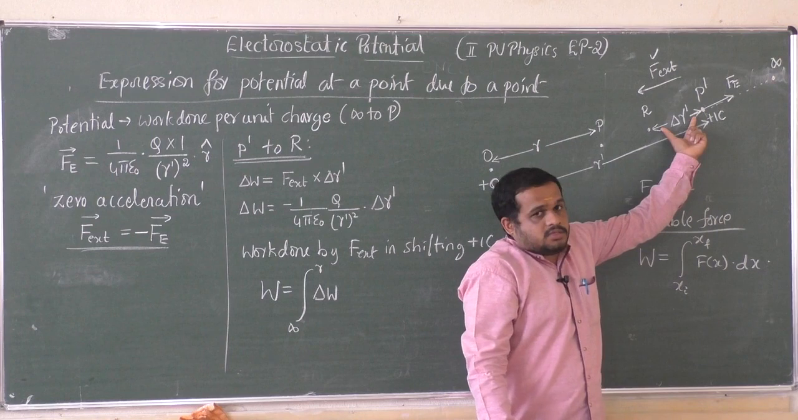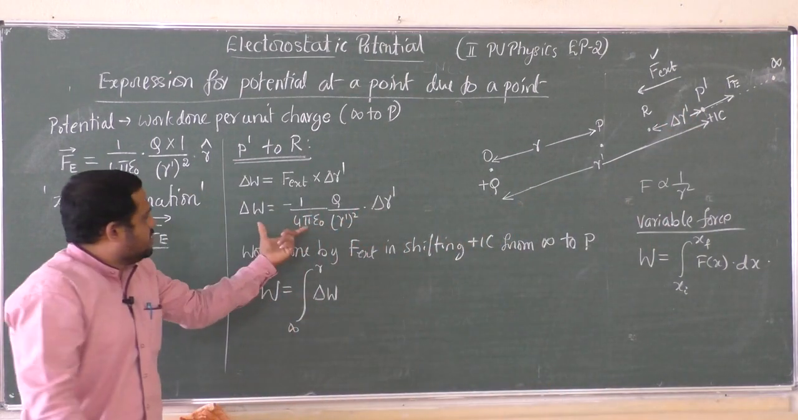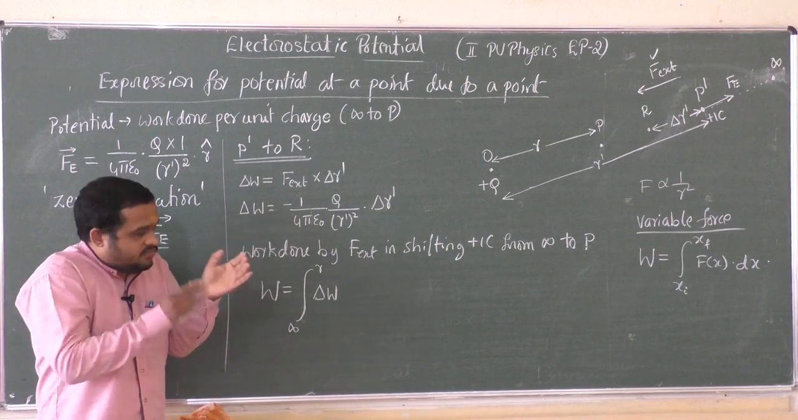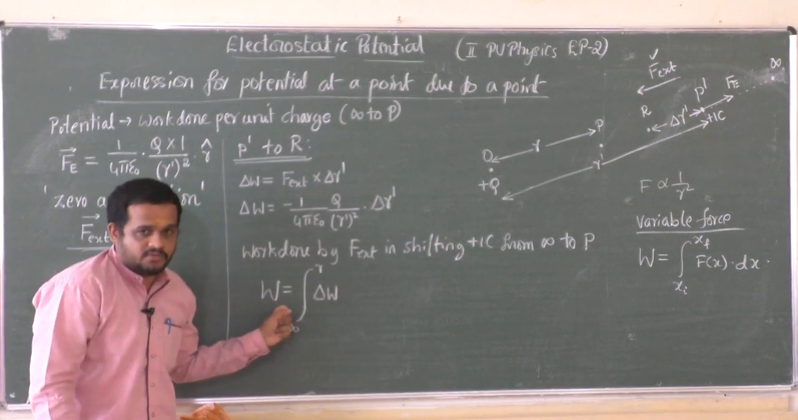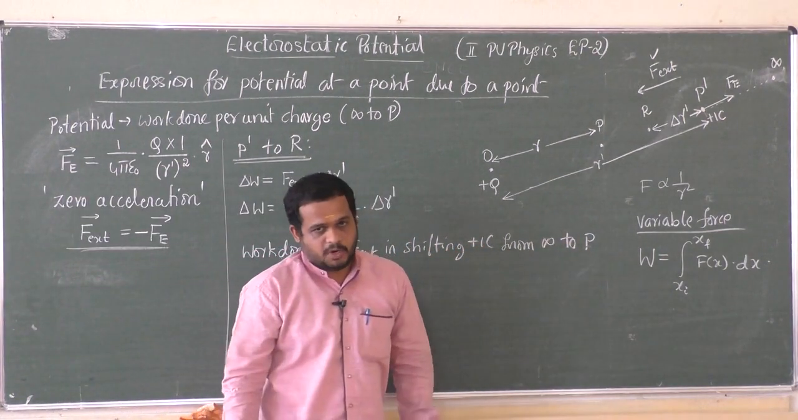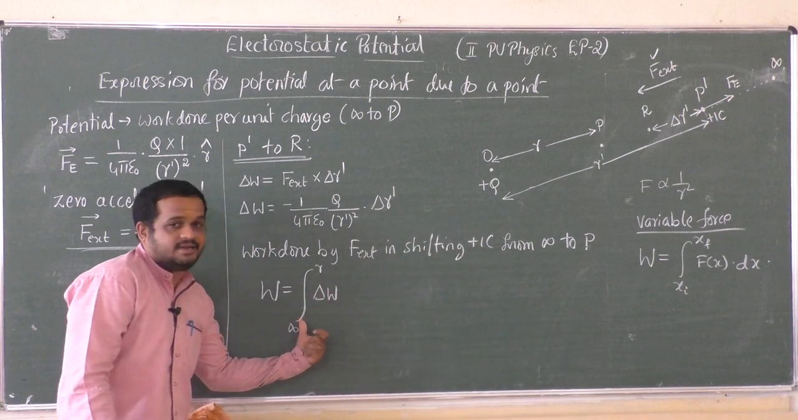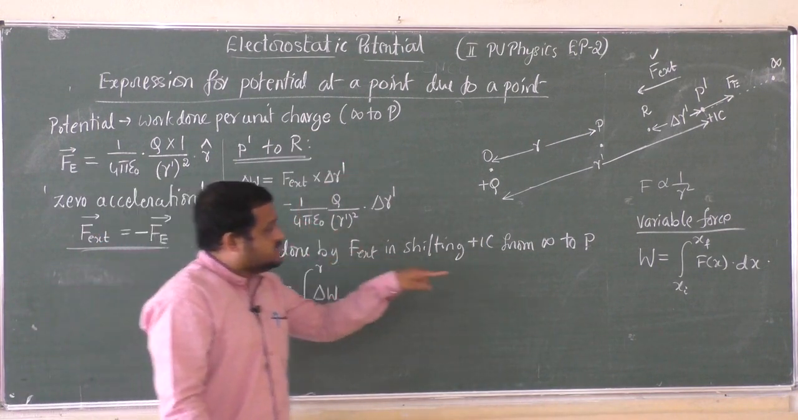Okay, so in each case the amount of work done is given by delta W. If you add those work done, that will give you the total amount of work done in shifting a unit positive charge from infinity to point P. Here we have to use integration because the force is a variable force which depends on distance.